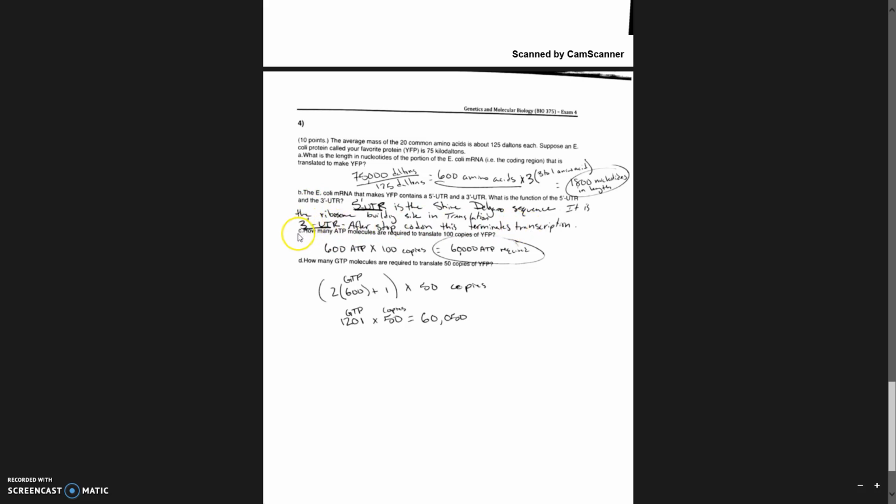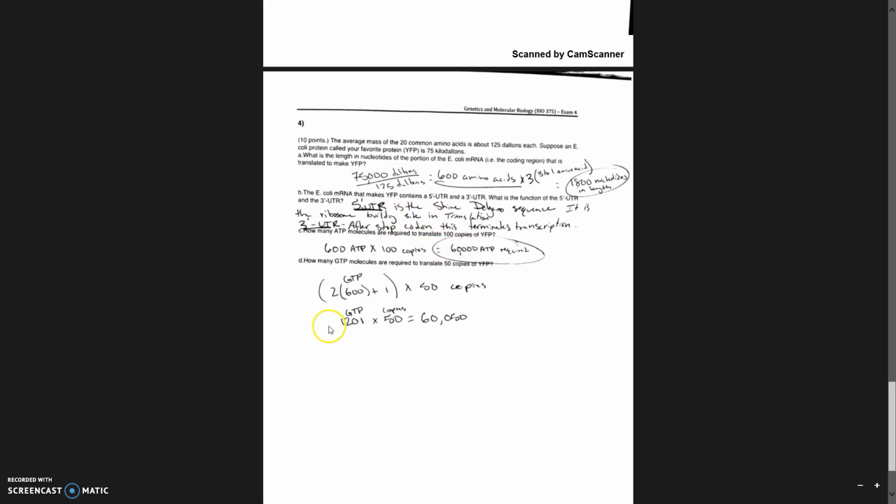For C, we have how many ATP molecules are required to translate 100 copies of YFP, and we know that there is 1 ATP required for every amino acid. So we take our 600 amino acids, so we have 600 ATP required for our 600 amino acids, and then we have 100 copies of that, so we're just going to take 600 ATP times 100 copies, and that will give us 60,000 ATP required.